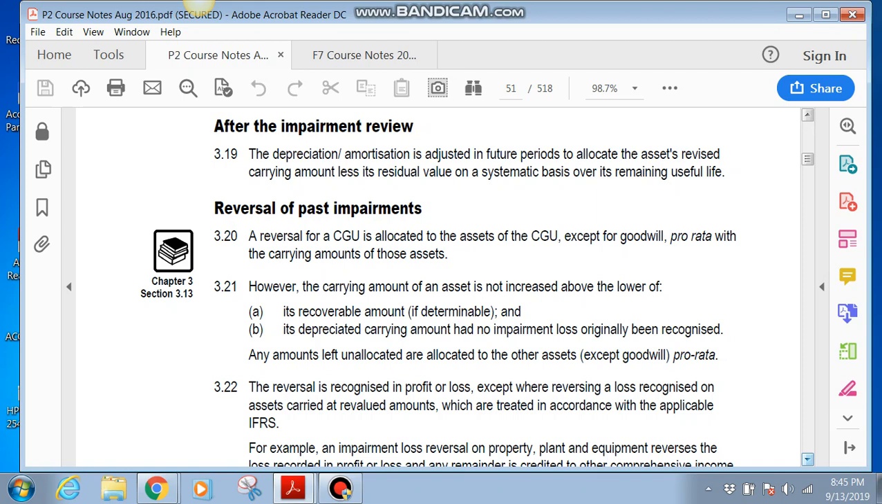After impairment, what happens? The asset will now be depreciated or adjusted over its remaining useful life.